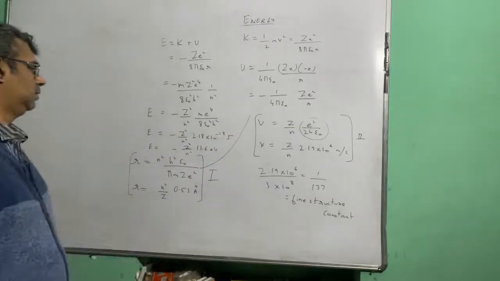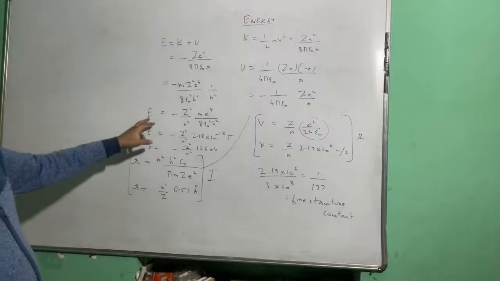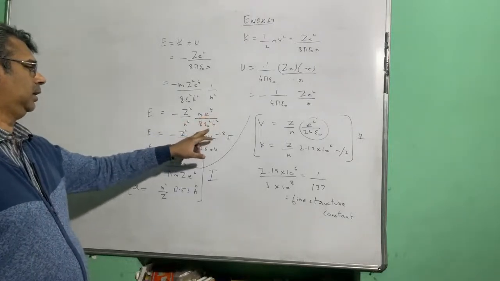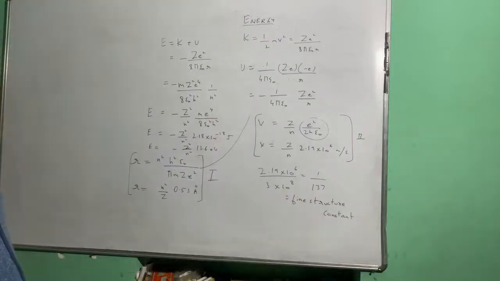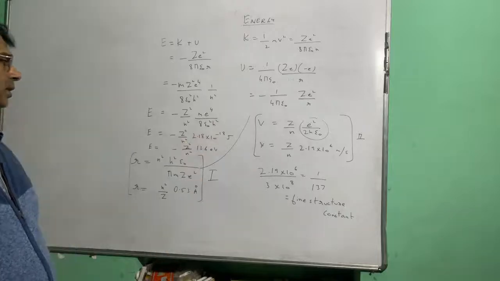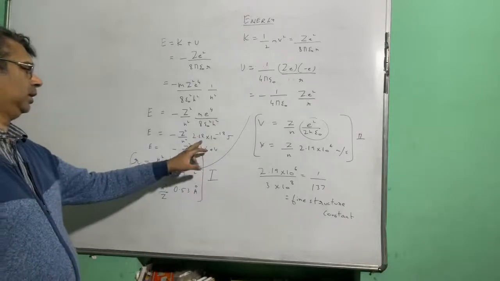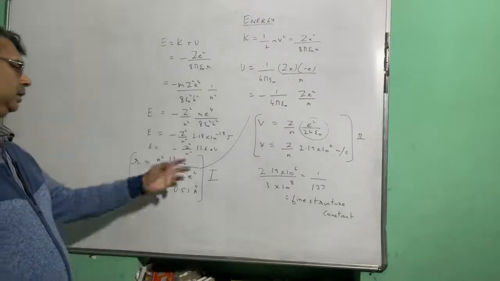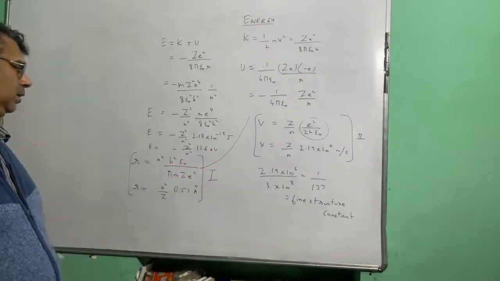So let's have a look at the calculations. E is minus Z square by n square times m e to the power 4 by 8 epsilon naught square h square. And this entire thing, m e to the power 4 by 8 epsilon naught square h square, is 2.18 into 10 to the power minus 18 joules. And it is also 13.6 electron volt.